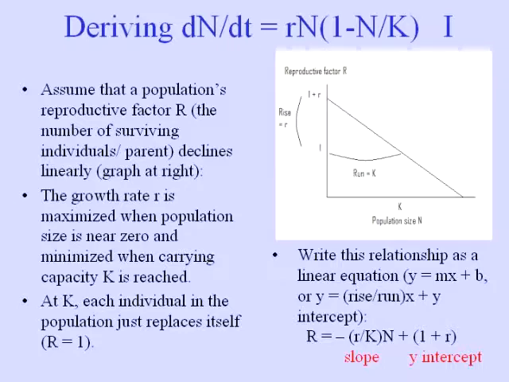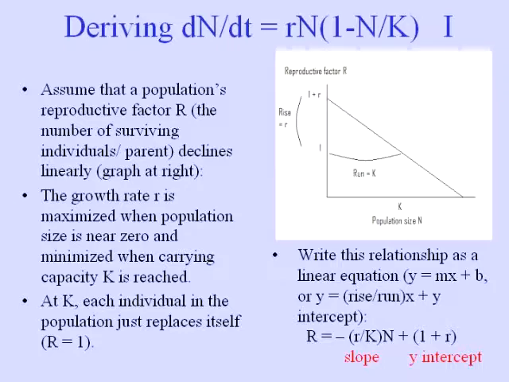Let's assume that a population's reproductive factor, which we can write symbolically as capital R, and which we can define as the number of surviving individuals per parent, declines linearly, as it does in this graph on the right-hand side of the image. So, in other words, as population size increases, the reproductive factor goes down. And that makes sense. You'd expect that reproductive factor would be greatest when the population is small.